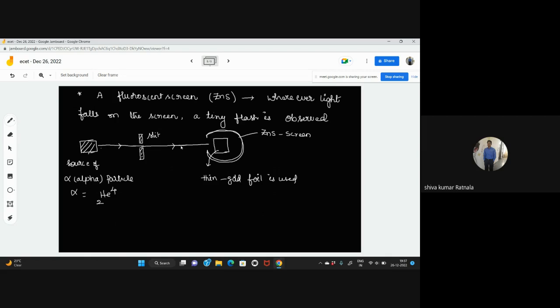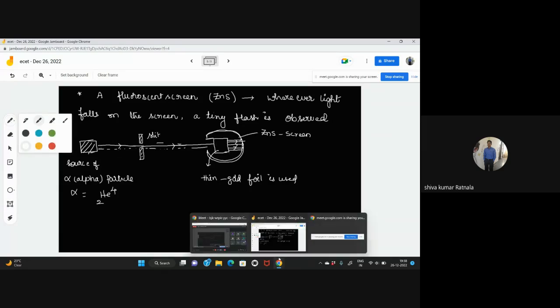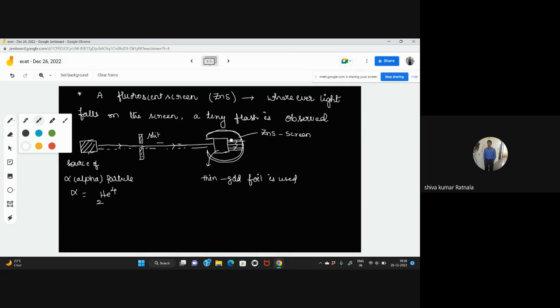Now whenever light falls on this, he observed 3 points. That is, most of the alpha particles are passing through like this. When alpha particles are coming like this, most of the alpha particles pass through the foil. అంటే మోస్ట్ ఆఫ్ ది ఆల్ఫా పార్టికల్స్ అనేవి ఆ మేటర్ గుండా ట్రావెల్ అయిపోయాయి.